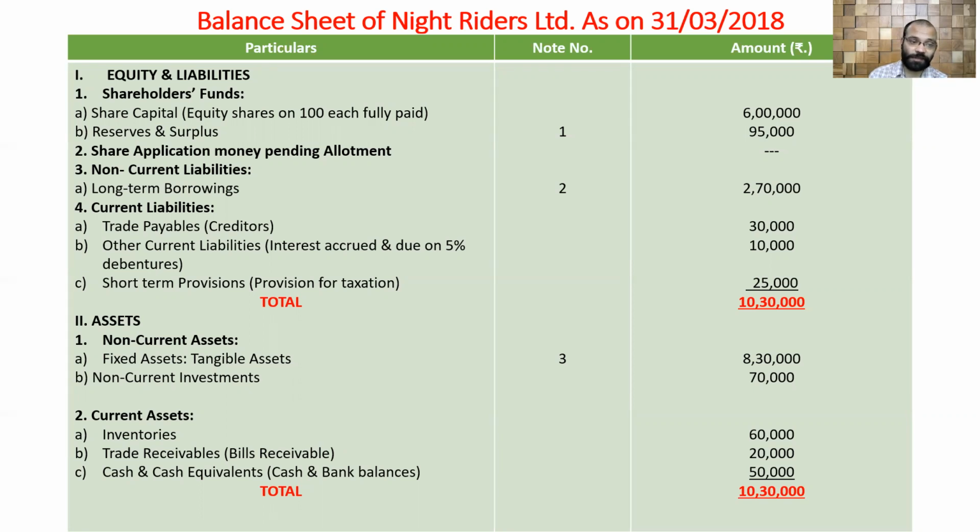Then we have the current assets. Non-current is over, so current assets come next. Under that we have inventory, which is given, 60,000. Trade receivables or bills receivable, same thing, 20,000. And cash and cash equivalents, cash and bank balances, 50,000, given in the question. When you add up everything, you get 10,30,000, and hence we can see that the balance sheet is tallied, with a total of 10,30,000 for both the equity and liabilities and the assets side.